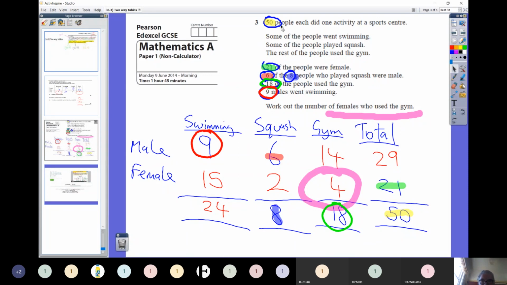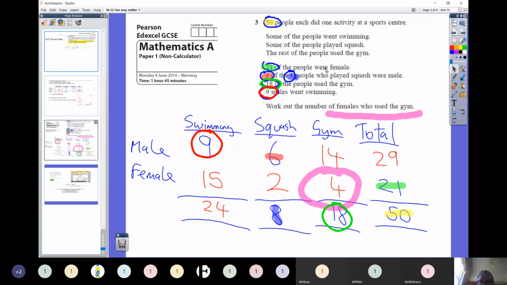So we're told there are 50 people in total. So that goes down here into our bottom right-hand corner. 21 of the people are female in total. So there's our 21 female in total. So start off just by putting in all the information you were given. Do not try and fill in the gaps yet. So I'm doing all the blue numbers down here. So there are my 21 people who are female.